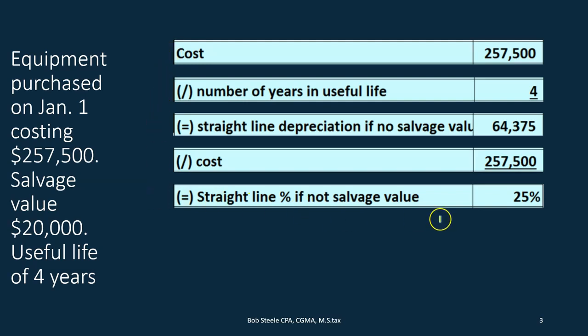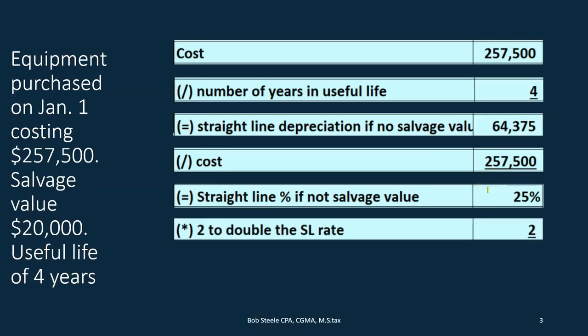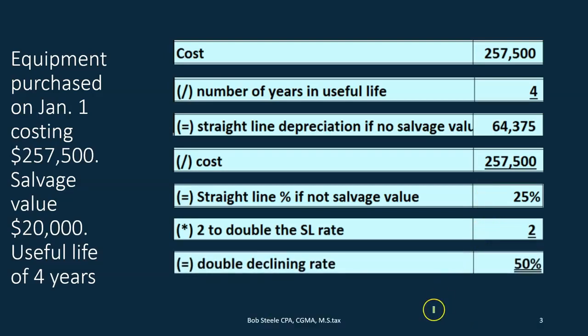Also note that, of course, I put this in the format of a percent. If you put this into a calculator, this number 64,375 divided by 257,500, you'll come up with 0.25, which of course is calculated into a percent being 25%. Then we're going to double it because it's the double declining method. So we're just going to multiply times 2, and that will give us the double declining rate.